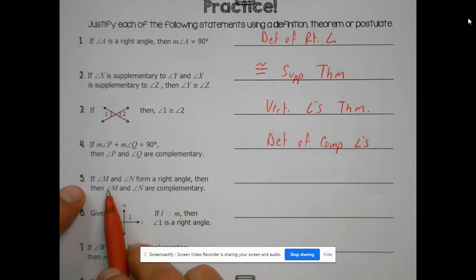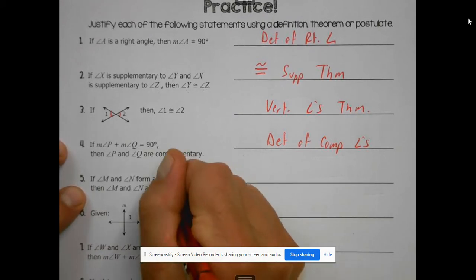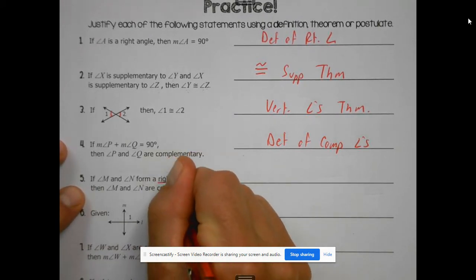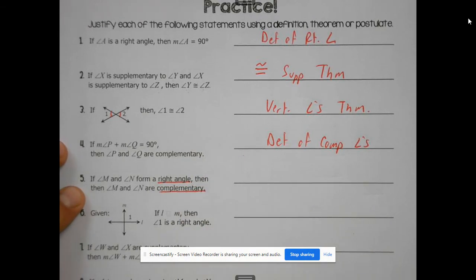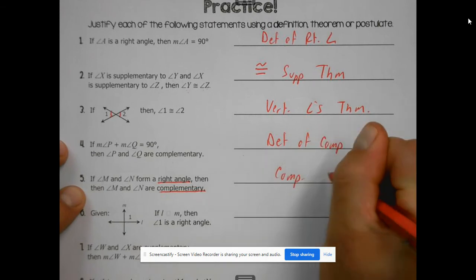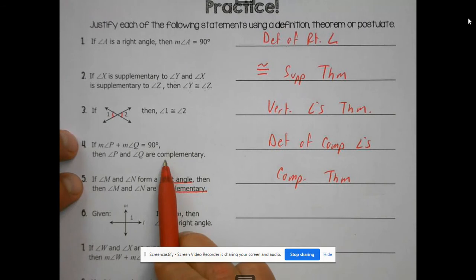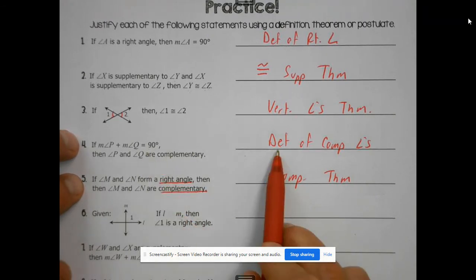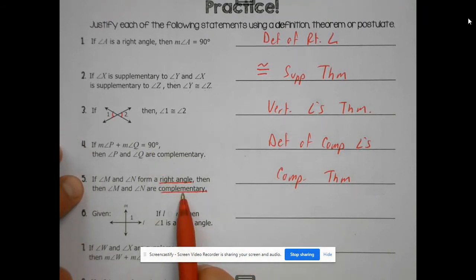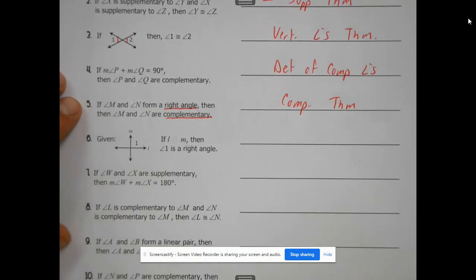Number 5, if angle M and angle N form a right angle, then they are complementary. But here's the difference. They're complementary and form right angles. That is your theorem, complementary theorem. You need to know the difference between these two, guys. If they're complementary and add up to 90, that's your definition. If they're complementary and make a right angle, that's your complementary theorem. Notice the difference.